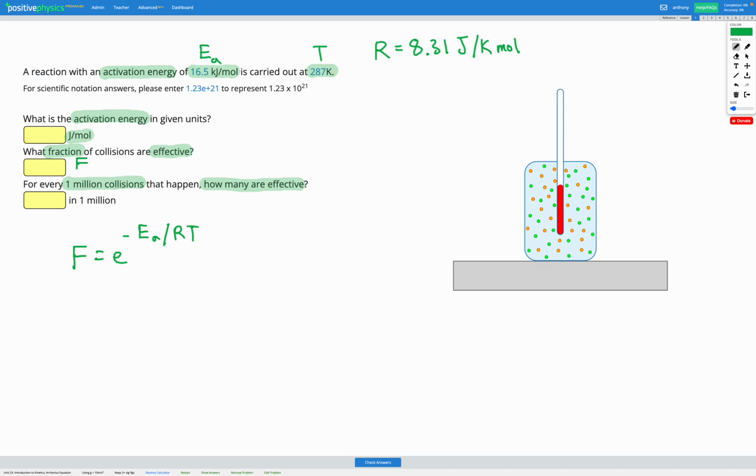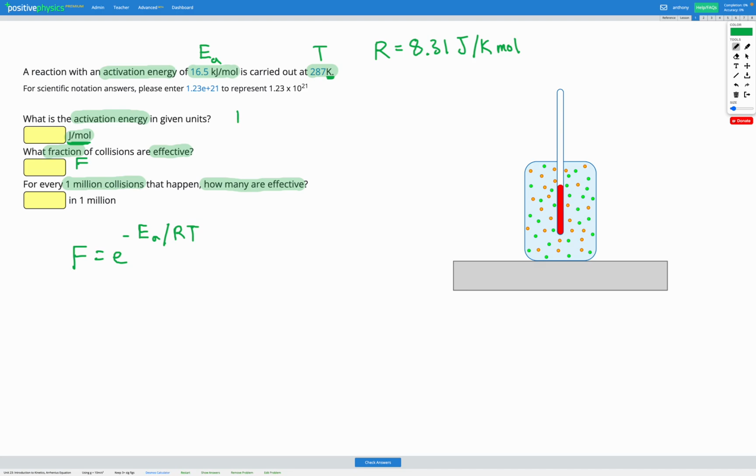So you'll notice that R is in units of joules per Kelvin mole. So that means that our activation energy is going to need to be in units of joules per mole, as asked in that first question. And our temperature is going to need to be in units of Kelvin, as given in the question, since R has joules per Kelvin mole as the units. So that's why our first step is going to be converting our activation energy from kilojoules per mole into joules per mole. So let's do that first.